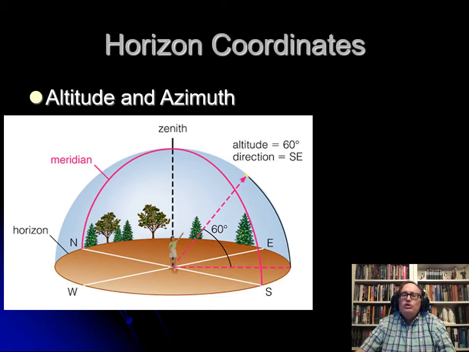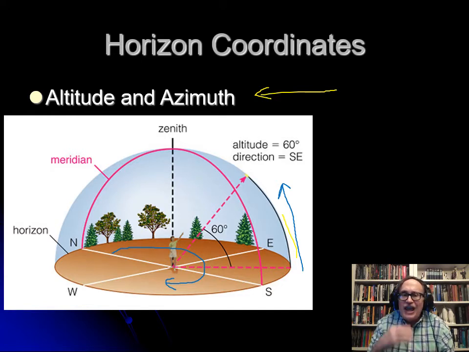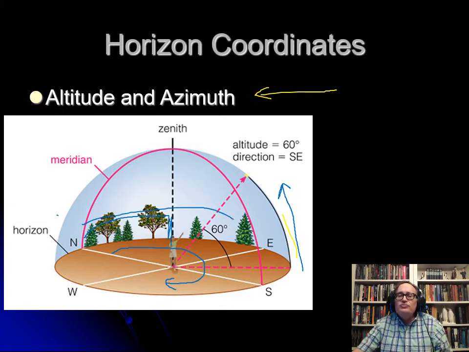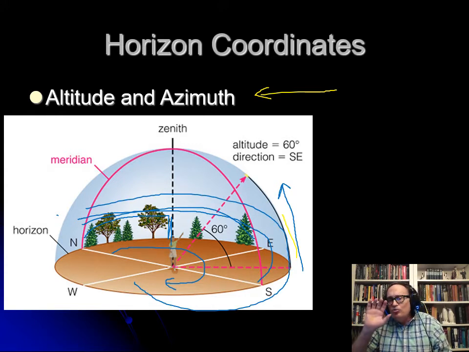The horizon coordinates are sometimes called altitude and azimuth. Altitude is how high above the horizon. And azimuth is how far around from north it is. So for example, 0 degrees azimuth means due north. 45 degrees azimuth means going from north over this way, and so that's going to be northeast. 90 degrees azimuth means east. 180 degrees azimuth means south. 270 degrees azimuth means west.